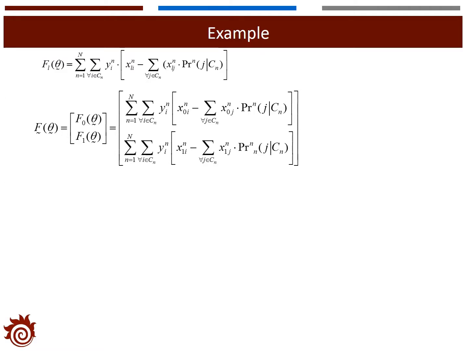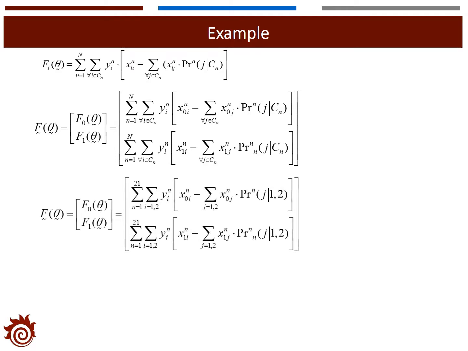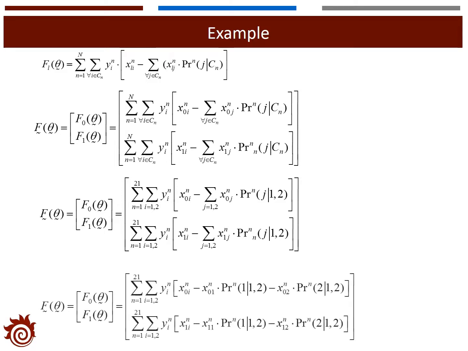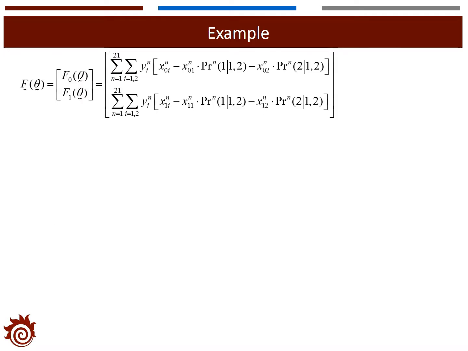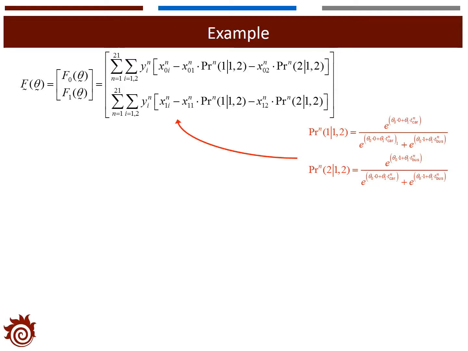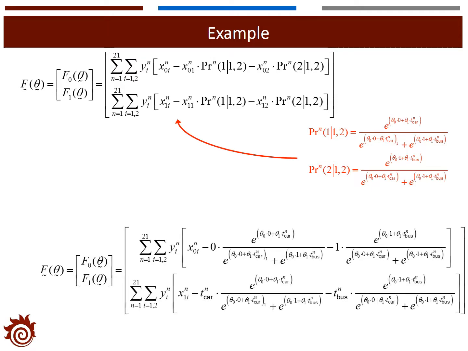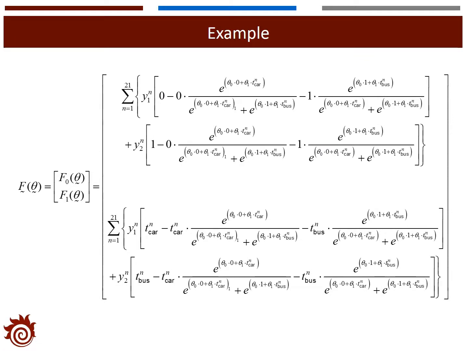And considering the 2 modes, bus and car, applied in this example, this vector can be further expanded for the 2 modes and the 2 different probabilities. Then we can apply the probability of the two modes, car and bus, in the F theta vector. And this would be the full expression of the vector capital F theta with respect to the parameters theta 0 and theta 1.